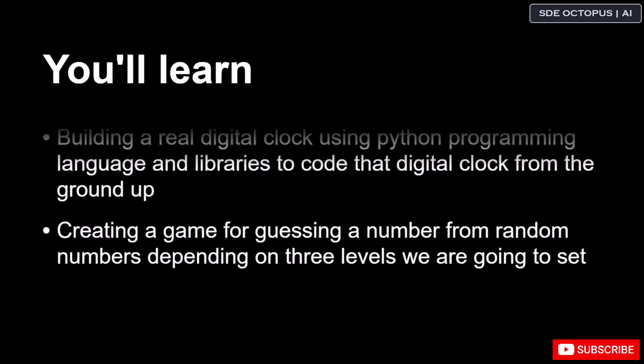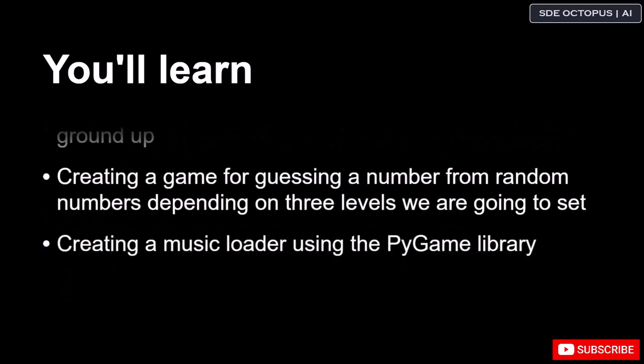After that, you will learn to create an application for guessing a number from random numbers depending on 3 levels we are going to set: easy, medium, and hard. We will explore this program step by step also. The next one is creating a music loader using a Python library. This library is called Pygame library. We are gonna install and import that library to use functions for our task from that library, and this library is so popular.